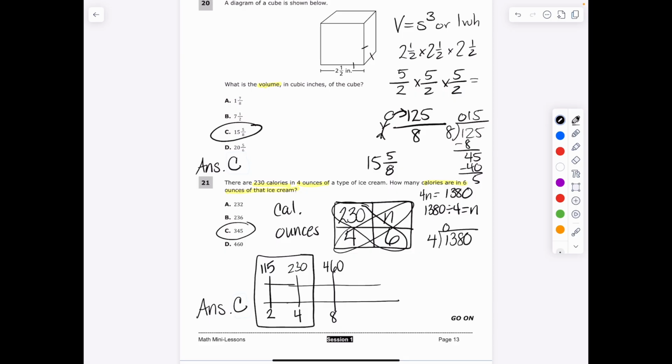So 4 can't go into 1. 4 goes into 13 3 times. 12. Subtract 1. Bring down the 8. 4 goes into 18 4 times. That's 16. Subtract 2. Bring down the 0. 4 goes into 20 5 times. Okay, so there you have it.